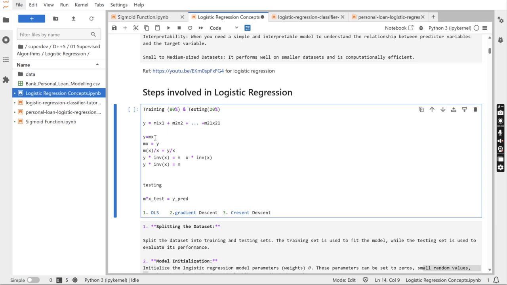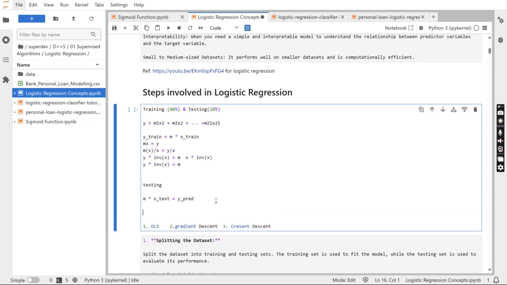The x here is x train, and this was y train. In order to equate y train, you equated m values into x train, and you calculated the m values. You take those m values again, multiply them with x test, and you get the y prediction. This is how ordinary least squares works to get the y prediction value.